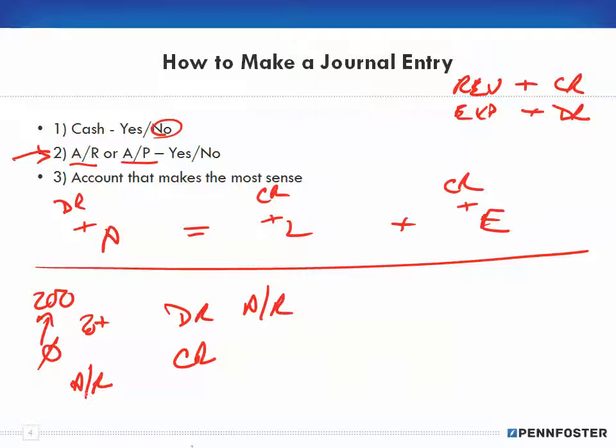Or I could have thought along the lines that accounts receivable is just like cash, and I increase my cash on the debit side, so I increase my accounts receivable on the debit side. Same thing, $200. And just like before, debits have to equal credits. So if I debit something for $200, I have to credit something else. Well, what is it?